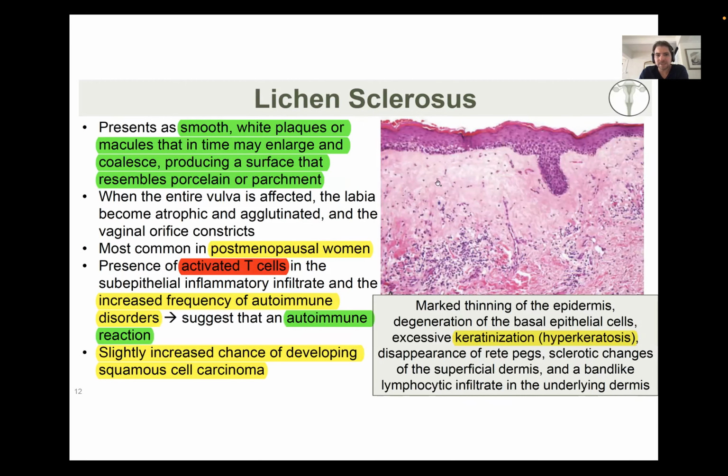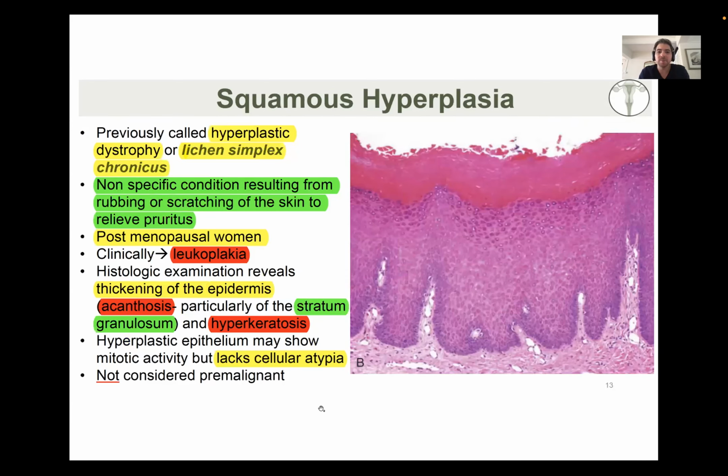Lichen sclerosus, you see this in postmenopausal women, activation of T cells. So this is more of an autoimmune reaction. I don't remember any of this coming up in the test, to be honest with you guys. Hyperkeratosis, keratinization, white plaques, yeah. Sorry, I'm just reading off the slide. I don't remember any of this coming up.